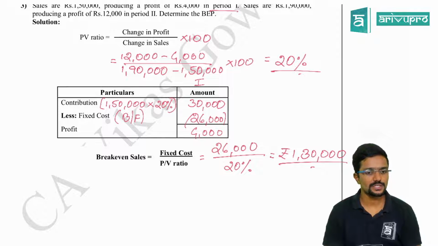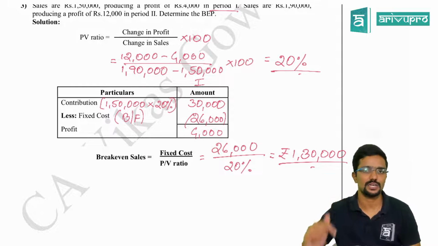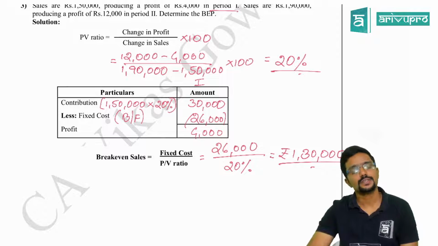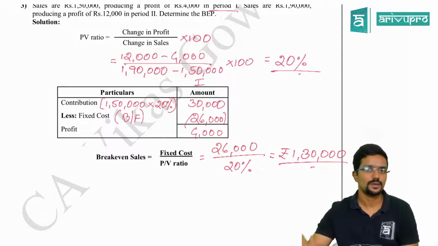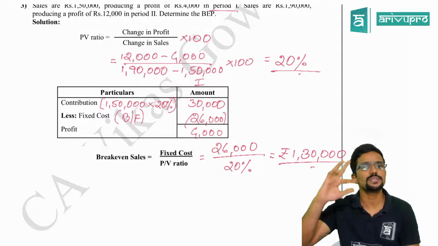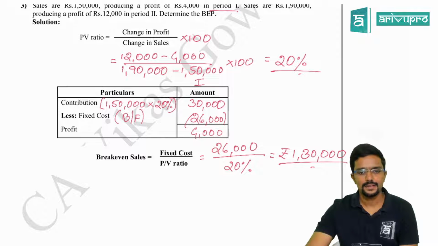Priya, fixed cost is equal to sales into PV ratio minus profit. Because sales into PV ratio, you will get contribution. Contribution minus profit will be my fixed cost. I'm just doing some reverse calculation. If you know that equation, all these calculations you can manage, guys. Sir, what is that equation? Simple. Sales minus variable cost is my contribution. Contribution minus fixed cost is my profit. Sometimes we interchangeably use this equation to find out the other. Clear, madam?